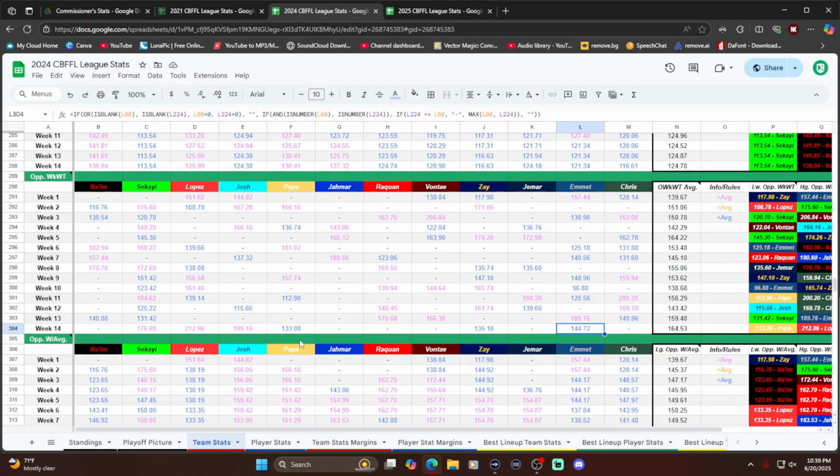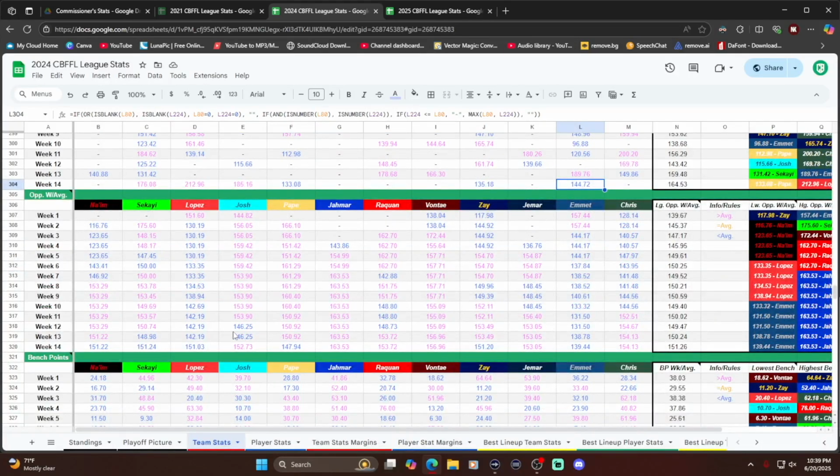Why is this average so high? It's really because of Sakai's and Lopez's opponents. I know Raekwon dropped 212 on him, damn near 213. I'm not exactly sure who dropped the 176 on Sakai, but it was a lot. And then you have Josh at 185. So it's really these scores bringing it up a lot. But this was just a high scoring week. It was a good way to end the regular season.